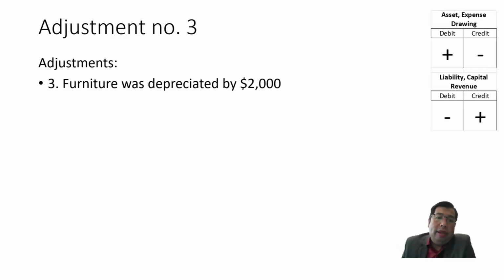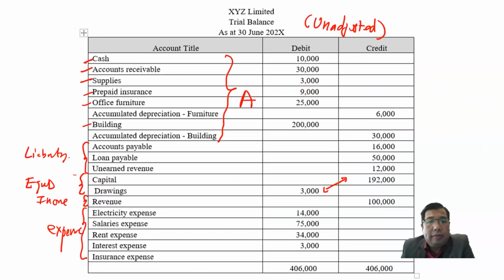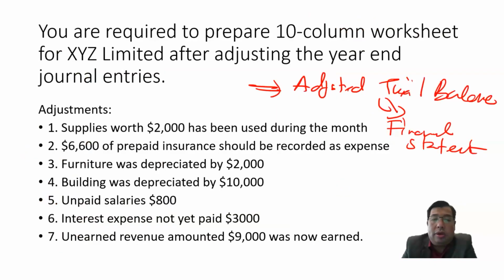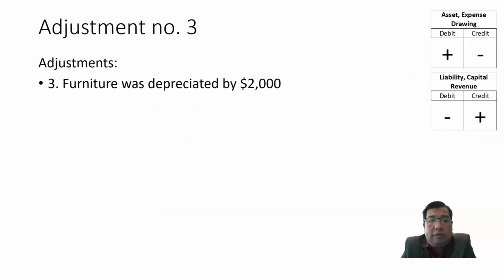So if you look here in your trial balance, you have to find your furniture. Where is your furniture? Okay, your furniture is 25,000. This is the value of your furniture, 25,000. And you already have accumulated depreciation of furniture, 6,000. So this is the cost. This is the accumulated depreciation for furniture, 6,000. Please remember this is the cost. This is the contra asset account. For furniture, we call it accumulated depreciation for furniture.